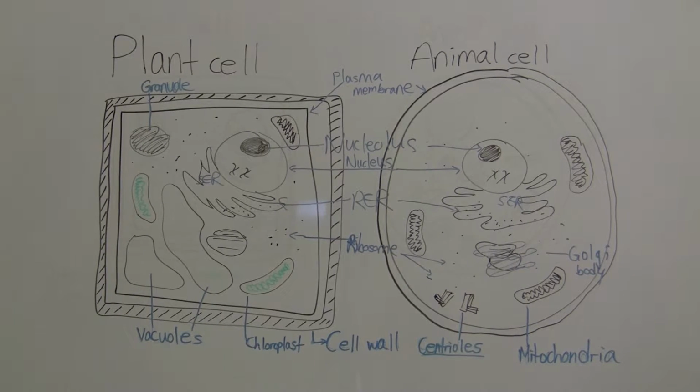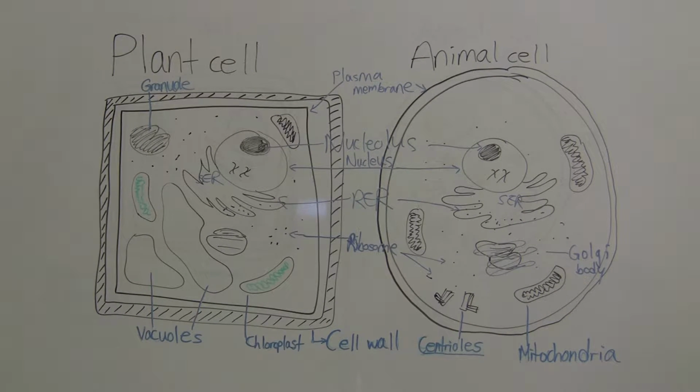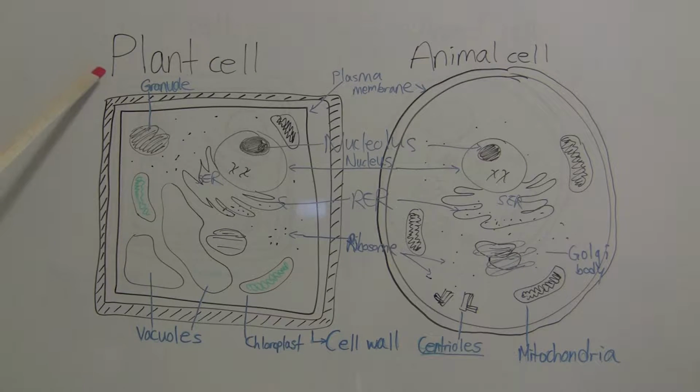Hi, in this video it's part 2. I will talk about eukaryotic cell components. The first one was prokaryotic cell components. And within eukaryotic cells they have two different types. One is the plant cell and the other one is the animal cell.